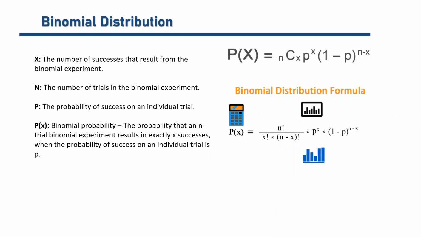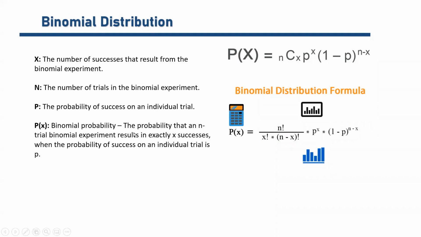But to go to the basics here, the number of successes that results from the binomial experiment is x. So when I say P of x, the x is the number of successes. N is the number of trials, how many trials you want to perform, whether you want to flip the coin 10 times or 20 times or 30 times. P is the probability of success on an individual trial. For example, if you are performing this on a coin, the probability of getting a head is 0.5. So P is basically 0.5.